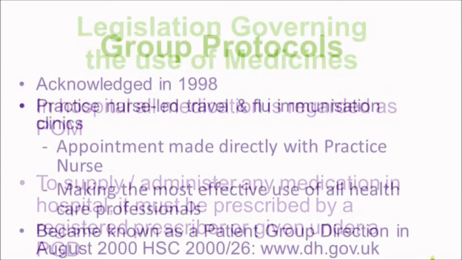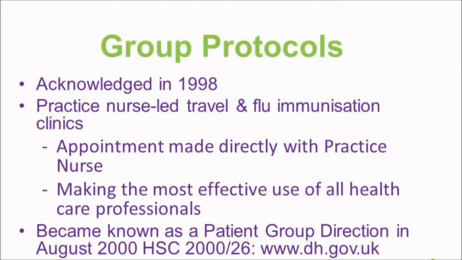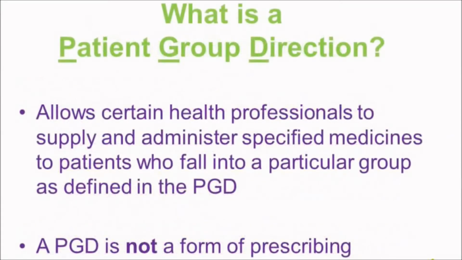So where do they come from? Well, they started off as group protocols as far back as 1998, and it was in primary care in some nurse-led clinics where they first were used, and it was basically making the most use, cost effectiveness, of the staff and trying to make the services more efficient. They then evolved to become patient group directions, and legislation was changed in August of 2000, and that's when they became patient group direction. So what is a patient group direction?